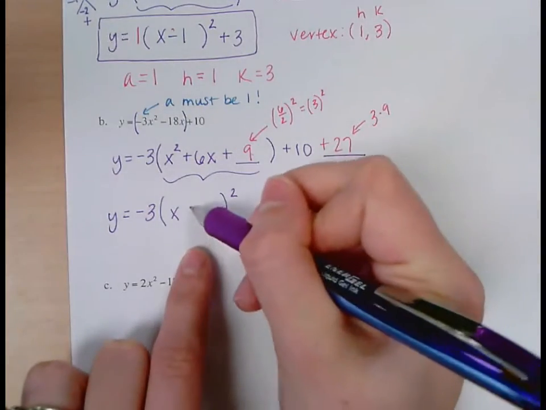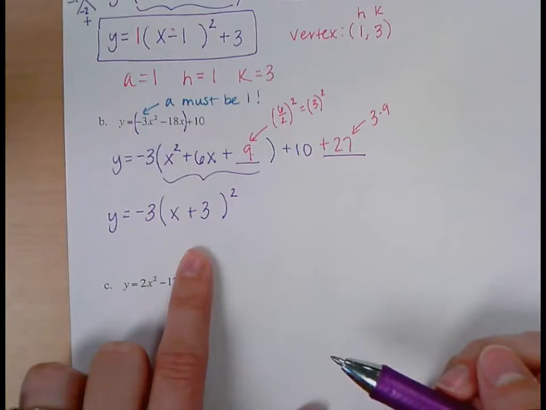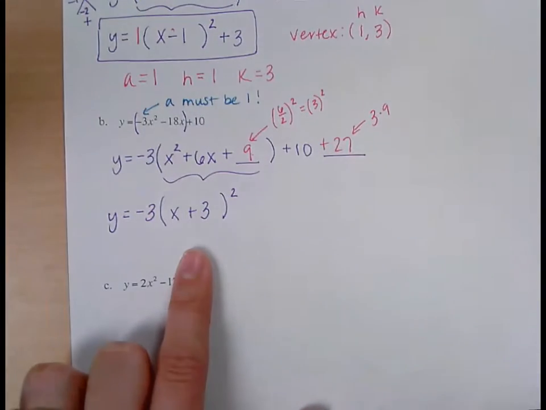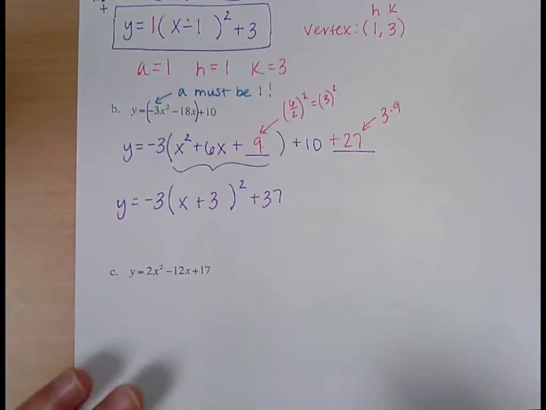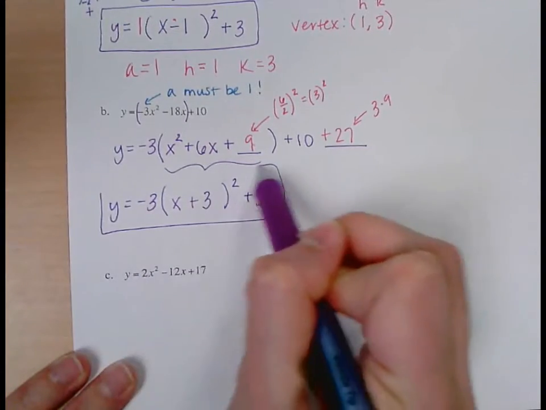X plus 3. And then at the end, I'm now adding 10 and 27, so I have plus 37. And that is the vertex form.